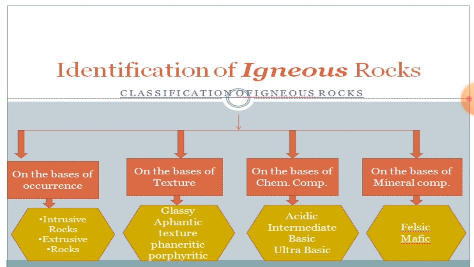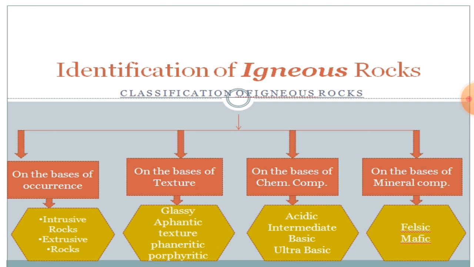Now the intrusive rocks are further divided into two groups. One is plutonic rocks and the other is hypabyssal rocks. Plutonic rocks are those which are solidified in the deep layers of the lithosphere, and their crystal size is coarse due to the slow solidification, like granite, pegmatite, gabbro. While the hypabyssal rocks are those rocks which are solidified at the shallow layers and the cracks of the lithosphere. The grain size of these rocks is medium. For example, microgranite, dolerite, etc.